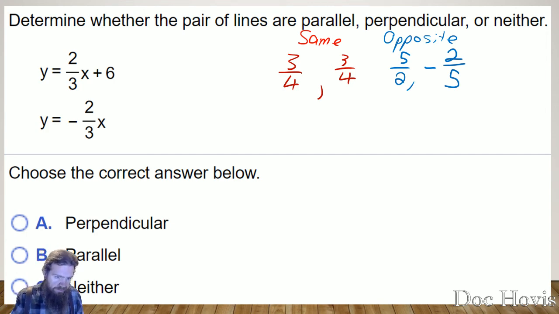Is this perpendicular, parallel, or neither? Well, I got a 2/3 and a -2/3. They're kind of the same, but the one's got a negative. Does that mean they're the same? Nope. They're kind of opposite because the one's got a negative. Did it flip? Nope. So it's neither. Neither. Cool. Good.